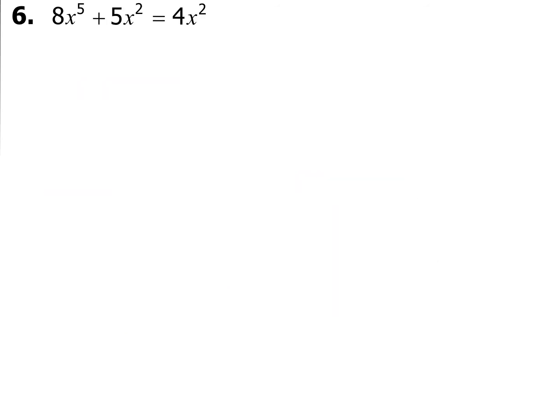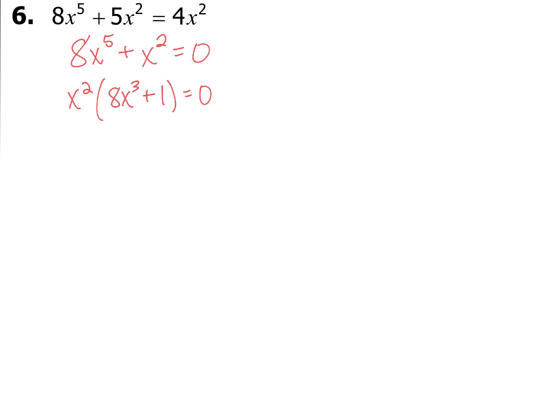For number 6, we have 8x to the 5th power plus 5x squared equals 4x squared. We must set the polynomial equal to 0, which gives us 8x to the 5th plus x squared, and that is equal to 0. Taking out an x squared as my greatest common factor, I have x squared times 8x cubed plus 1 equal to 0, and that is what's left.